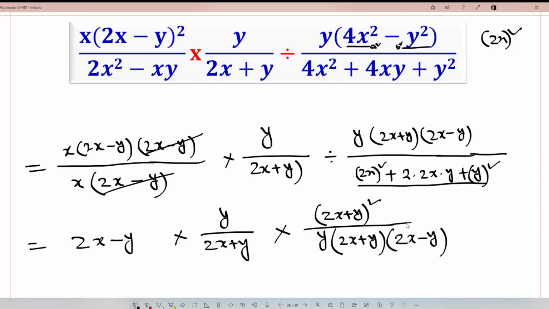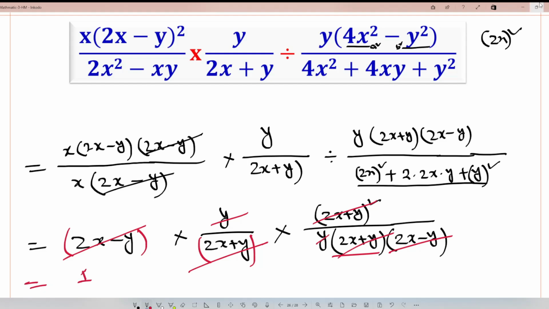minus y). Look, here is 2x minus y and 2x minus y we can cancel, right? This y we can cancel, and look, here is 2x plus y and here is also 2x plus y. It means (2x plus y) whole square. So this one and this one together cancel. So our answer is only 1.